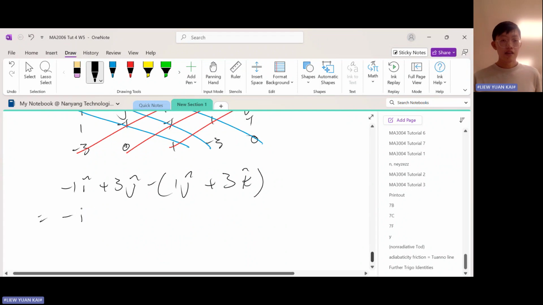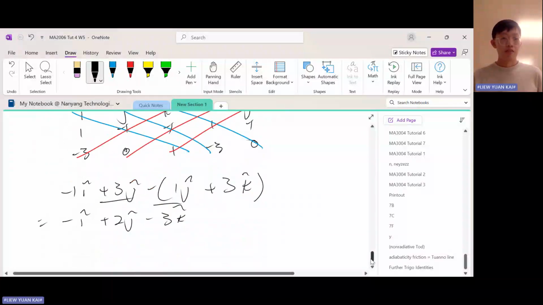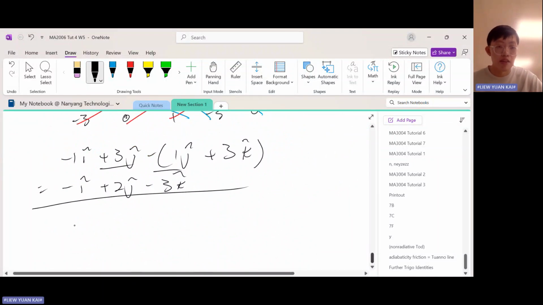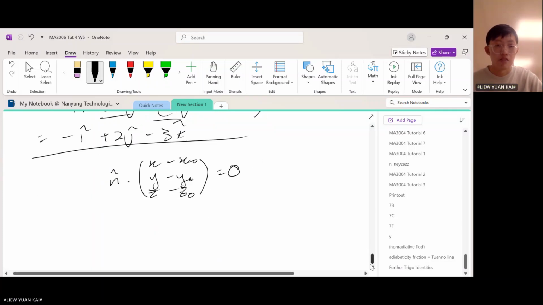So we have -i. Then this is 3 minus 1, which is 2. Then minus 3k. Let me check my answers. Okay, so far so good. So this will give us the normal vector to the plane. Now we can finally build the equation of the plane, namely n dot (x minus x naught, y minus y naught, z minus z naught) is equal to 0. So the normal vector is this. Let's express it as -1, 2, -3.